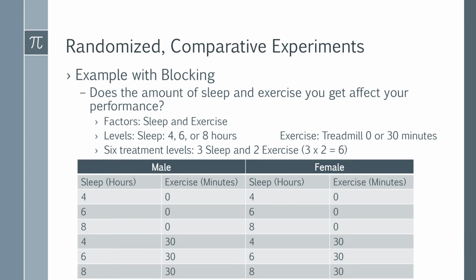So let's look at an example with blocking. So we have the same question here. Does the amount of sleep and exercise you get affect your performance? We have the same 2 factors, and we have the same levels, and we have the same 6 treatment levels. What we've done differently here is we've blocked on male and female. So we're going to have one block that is all males, and we're going to randomize assignment within those treatment levels for males. We have another block of females, and we're going to randomize treatment assignment within that block of females.